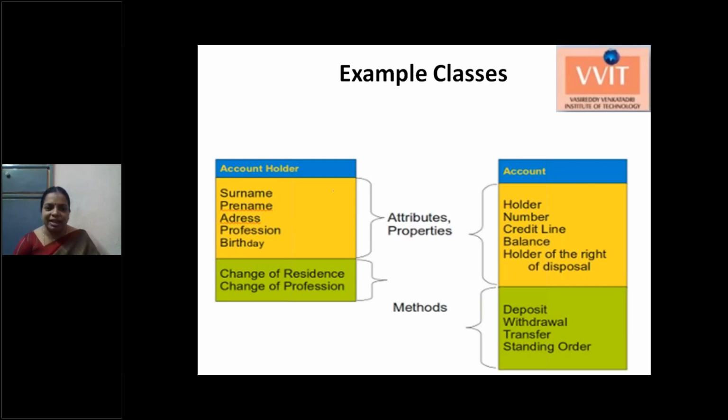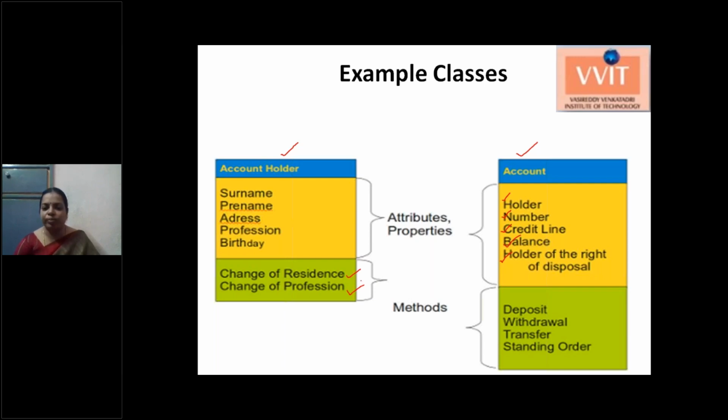So it's an example class. Say for example, there is an account holder class, with attributes like surname of the person, first name of the person, address, profession, and birthday. Say there is a bank software. Within that we have some account holder classes and account classes. The account class has information like holder information, account number, credit line, and balance in the account. The functionalities to be performed in the account holder are change of residence and change of profession.